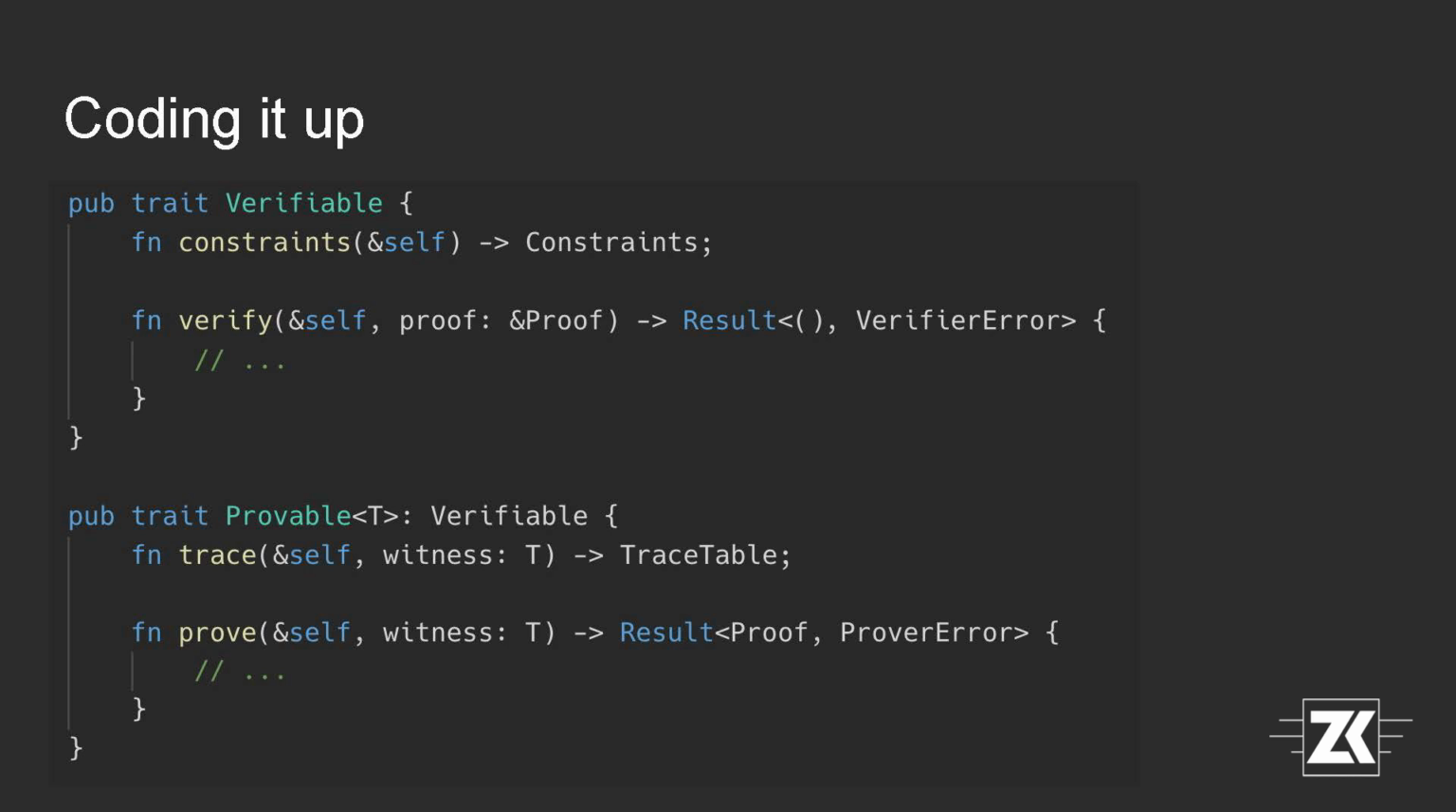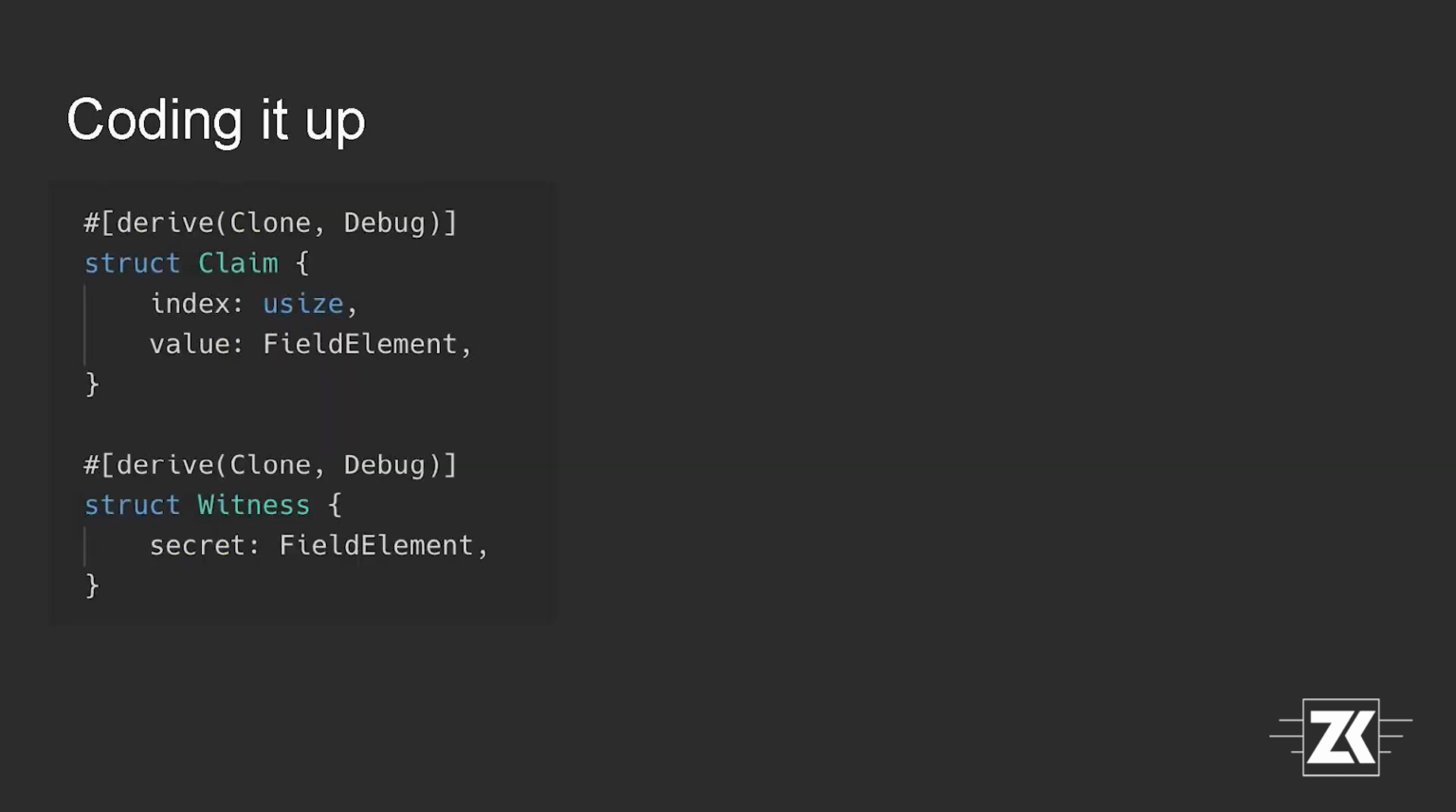Okay, how does that look for the particular Fibonacci example? First, we implement our claim and witness. The claim struct in our case is simply the index and the final return value. The index is a usize, an arbitrary number. The value is a field element. Then we have our secret, or witness, which is just a single field element, which we are going to put in the second step in the Fibonacci chain. Okay, so we have our 2 types that are relevant.